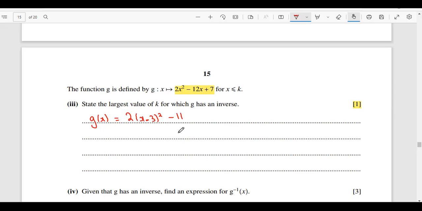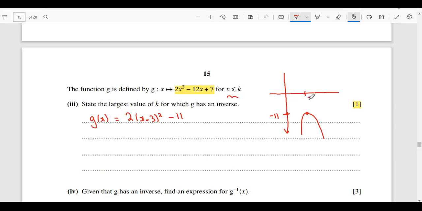Okay. Now x is less than or equal to k. So we need to find the largest value of k for which g has an inverse. What is the largest value? Let me make the graph quickly once again. So the largest 3. Yes, very well done.